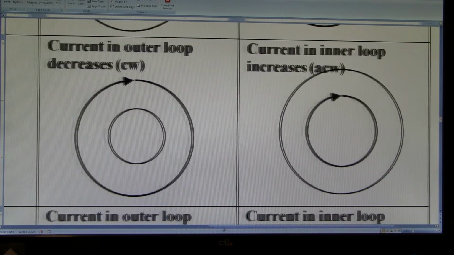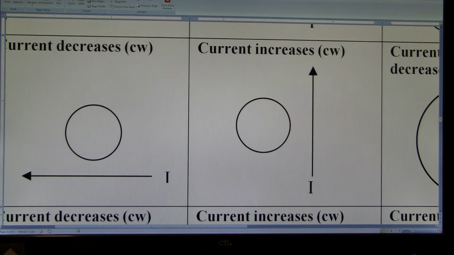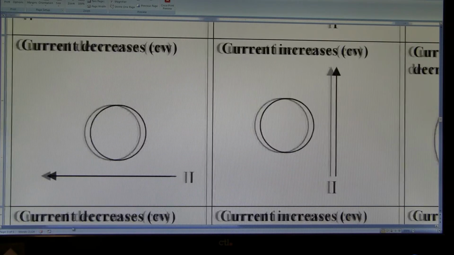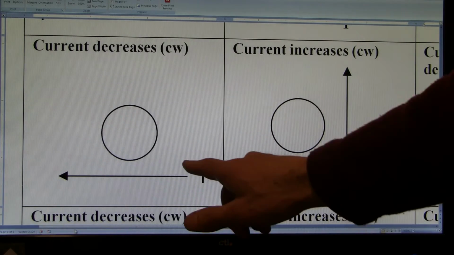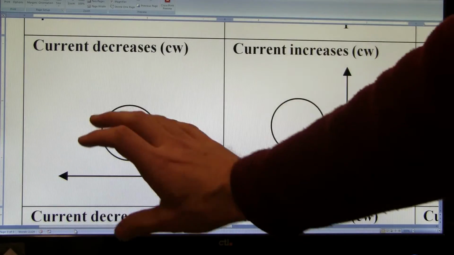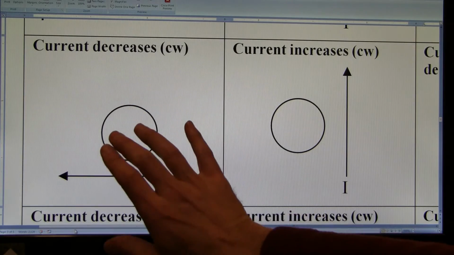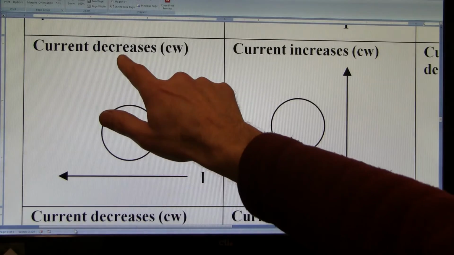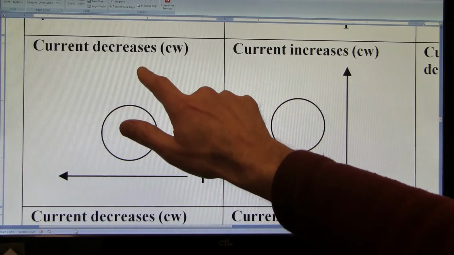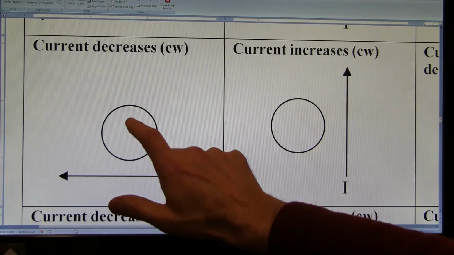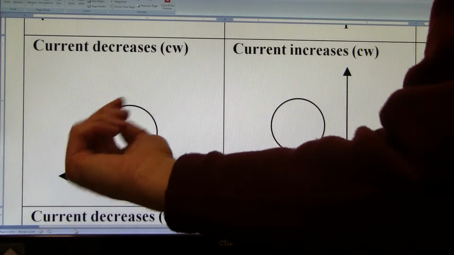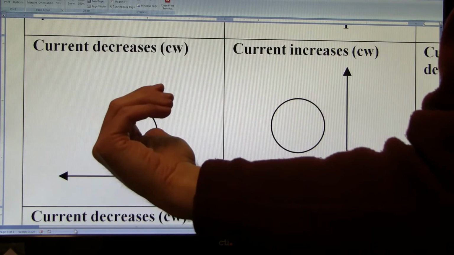Let's do one more row here. All right, so the current is flowing to the left, and so the magnetic field above the wire is into the page. Below, it's out of the page, but above the wire, it's into the page. It's decreasing, and so we're losing flux into the page. If we lose it, we replace it. So therefore, we go clockwise to create flux into the page.